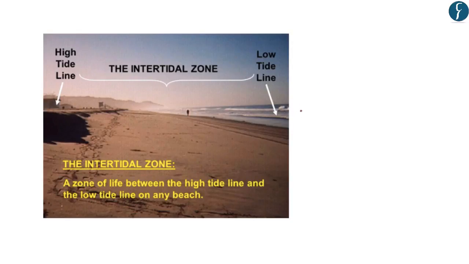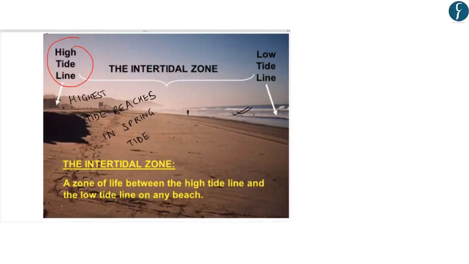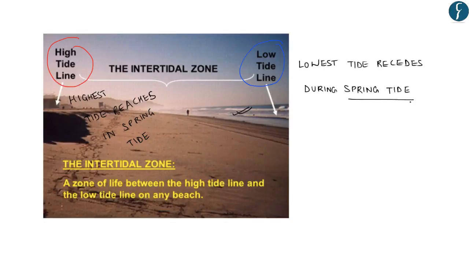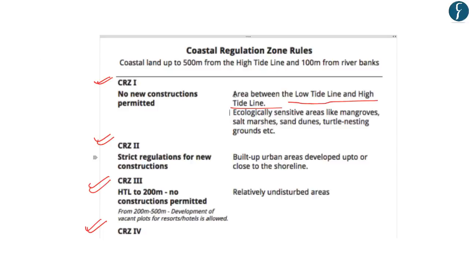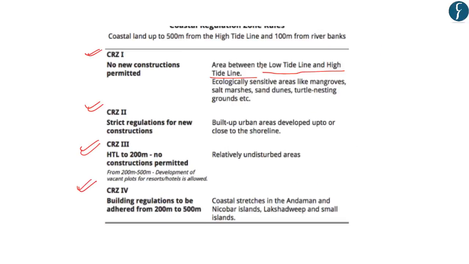Now high tide line is defined as the line up to which the highest tide reaches in spring tide. That is the maximum limit to which this tide reaches. Whereas the low tide line is the limit up to which the lowest tide recedes during spring tide. So the word spring tide becomes important. The tides which occur during either full moon or new moon are called spring tides. Thus, coming back to CRZ zones, as we can see, the CRZ1 zone says area between the low tide line and high tide line.